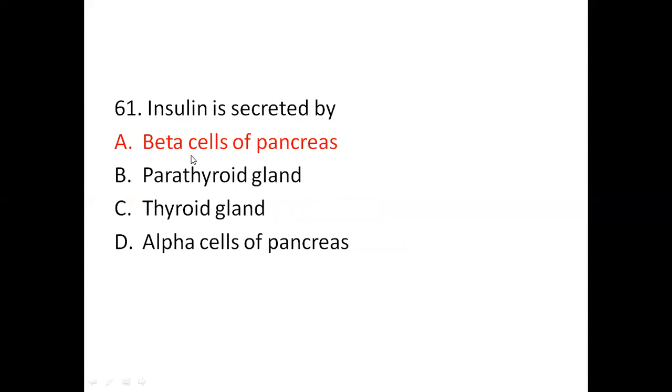Next, 61st question. Insulin is secreted by option A, beta cells of pancreas, option B, parathyroid gland, option C, thyroid gland, option D, alpha cells of pancreas. So the right answer is A, that is beta cells of pancreas.